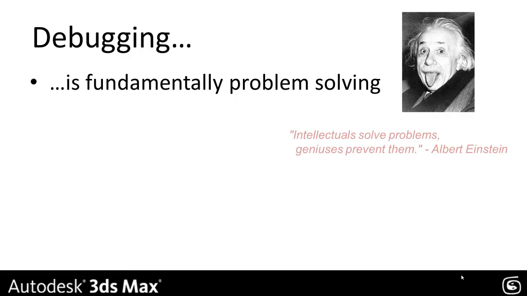So debugging is fundamentally problem solving. And I like this quote from Albert Einstein, which is, "Intellectuals solve problems, geniuses prevent them." So the point I take away from that is you should try and be a genius when you're coding. Because if you can prevent the problems from happening in the first place, it's going to just save you a huge amount of effort later.